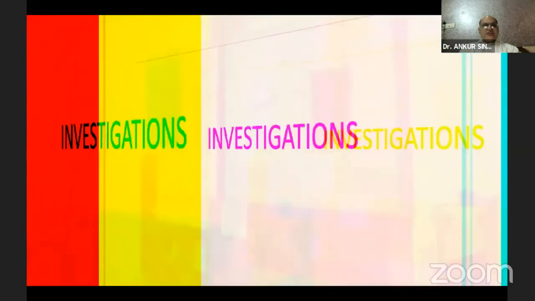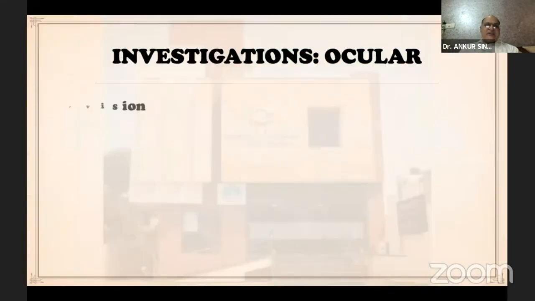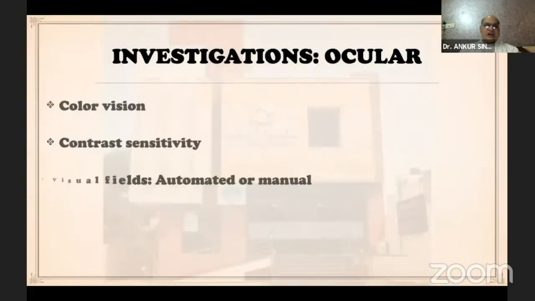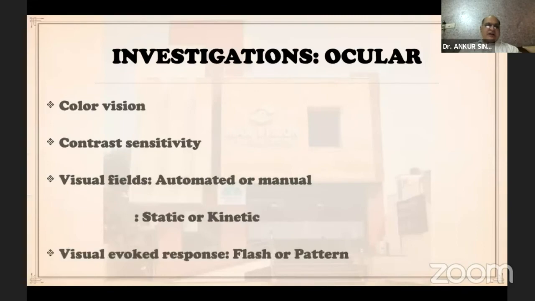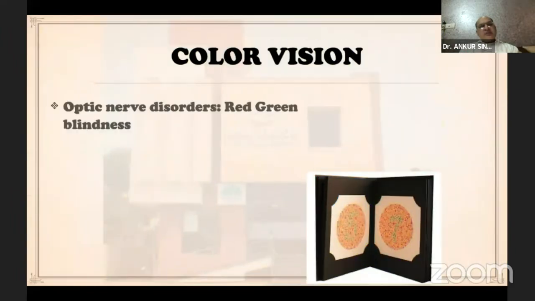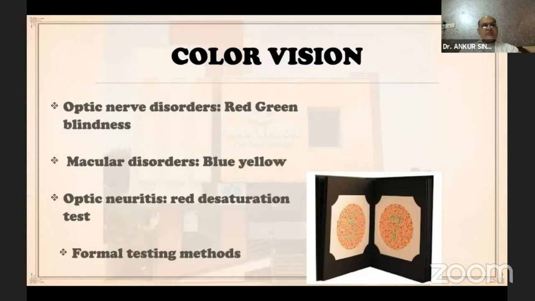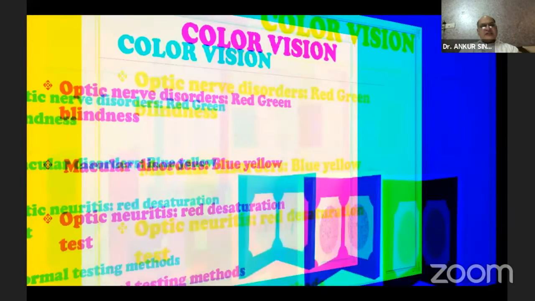Now, investigations can be ocular or systemic. The ocular investigations should include color vision, contrast, fields, and electrophysiologic investigations. Color vision is important because you can have red-green deficiencies in optic nerve disorders, blue-yellow in macular disorders, and optic neuritis can show up as red desaturation. Formal testing can be done with the Ishihara and other forms of color vision tests.